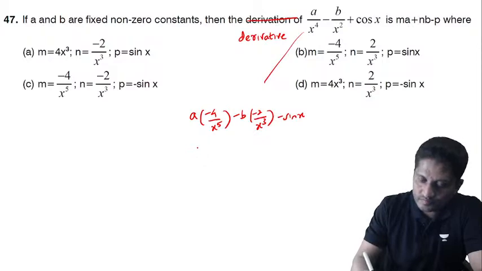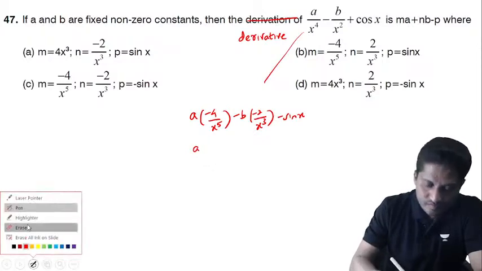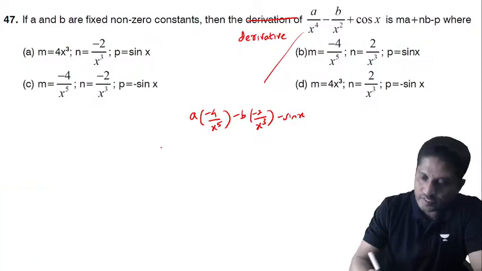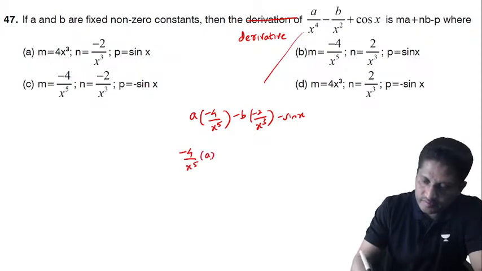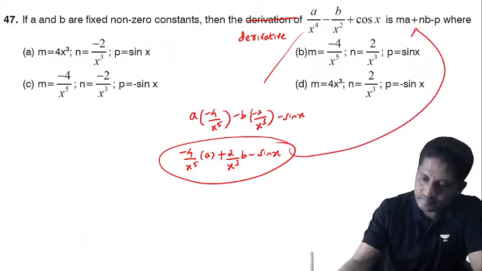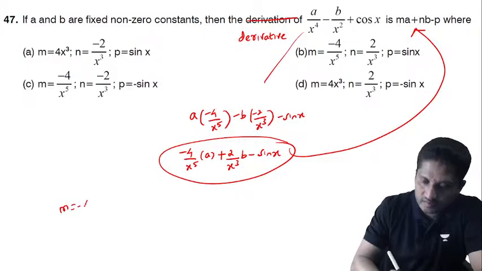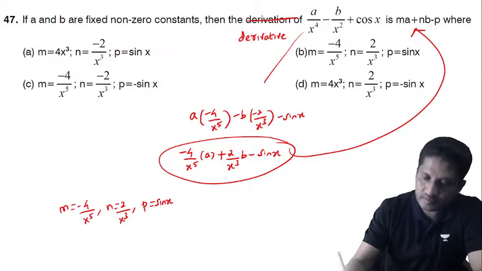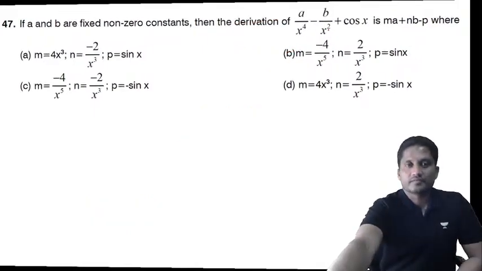So that's equal to minus 4 by x power 5 into a, minus and minus is plus 2 by x cube into b minus sine x. Now you compare this with this. M is equal to minus 4 by x power 5, n is equal to 2 by x cube, and then p is equal to sine x. Answer is option B. Let's move to the next question.